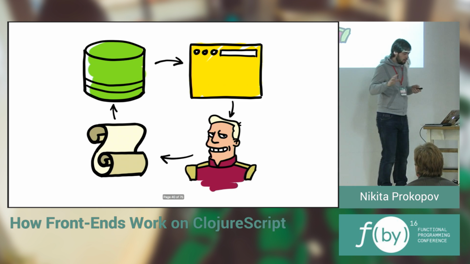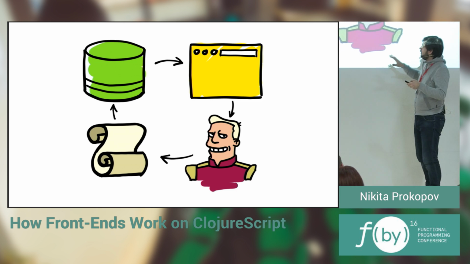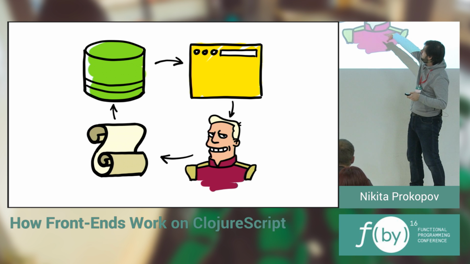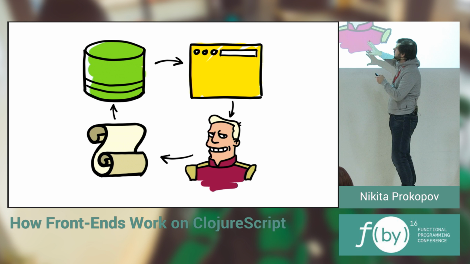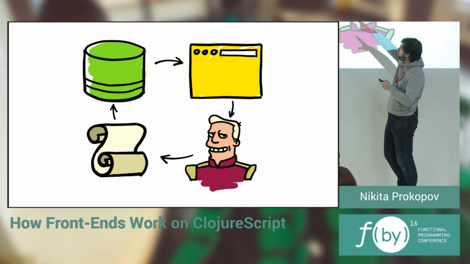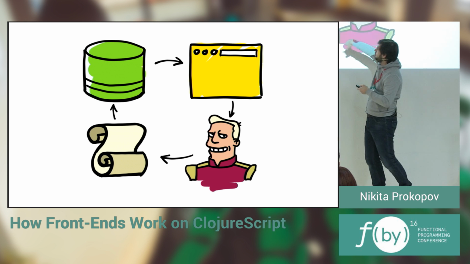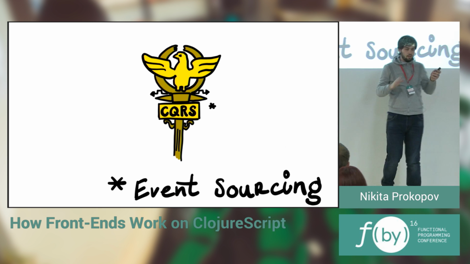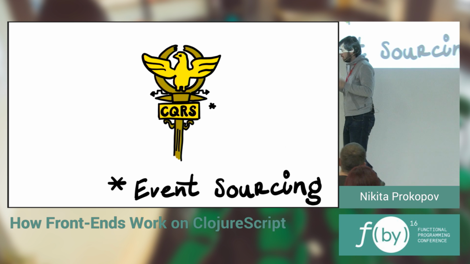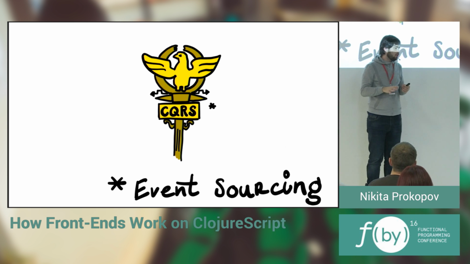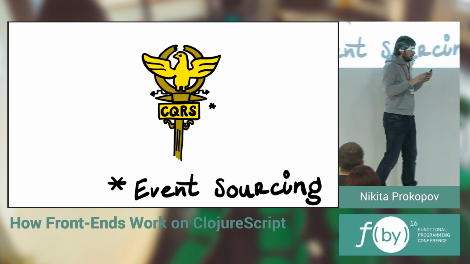Yeah, so it looks like that. Basically, before that, the user wrote directly to the databases. User actions resulted in a change in the database. Now it goes through the event log. Right. This is not something new. This is called command query responsibility separation or event sourcing.